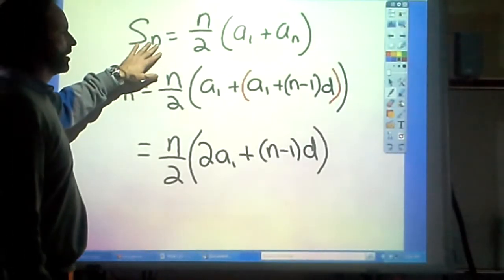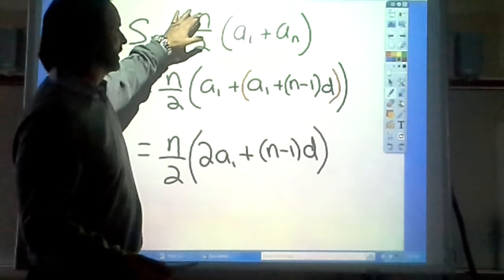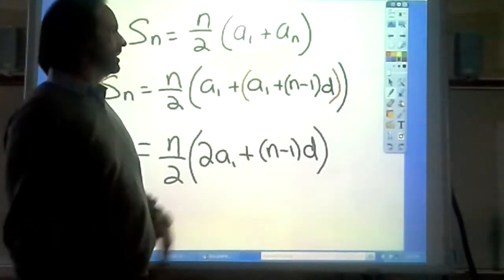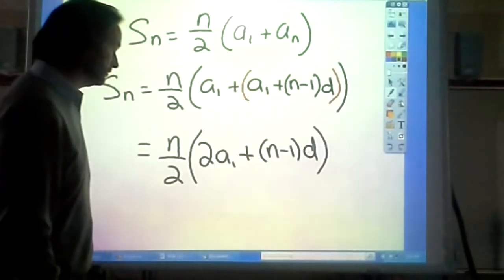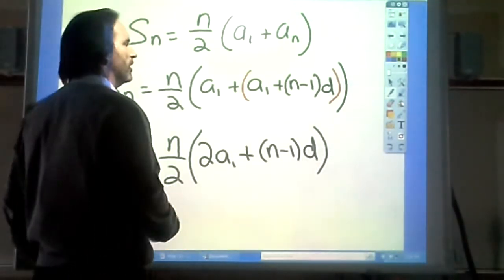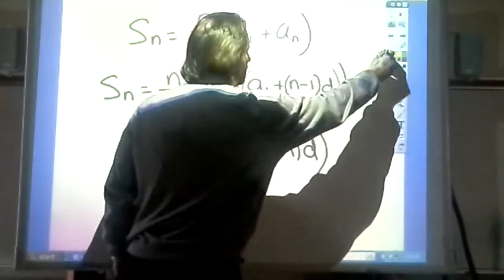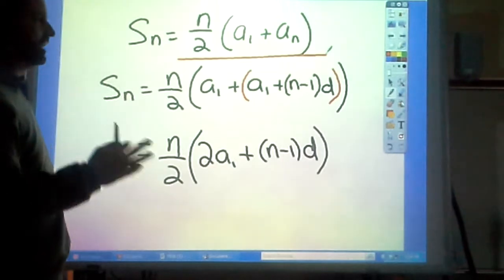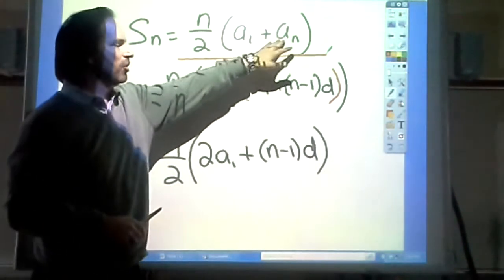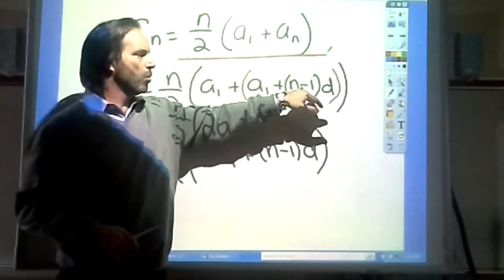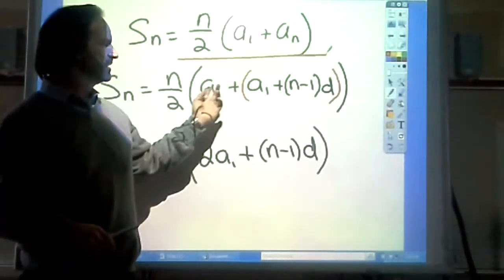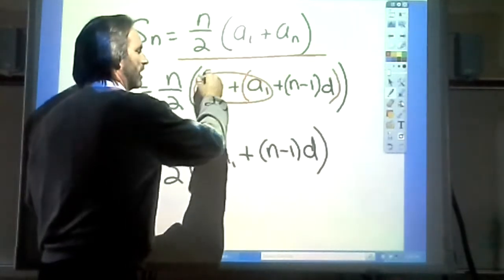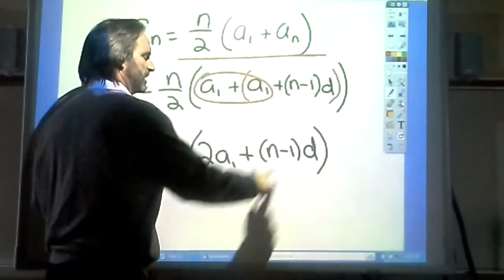Our sum for arithmetic is this formula, n over 2 times the first plus the nth term. If we don't know the nth term, we have to solve for that. There's another way of writing this equation, and I've covered it before. What is that nth term? It's the first plus n minus 1 times d. And this can be combined, so we get two a sub 1 plus n minus 1 times d.